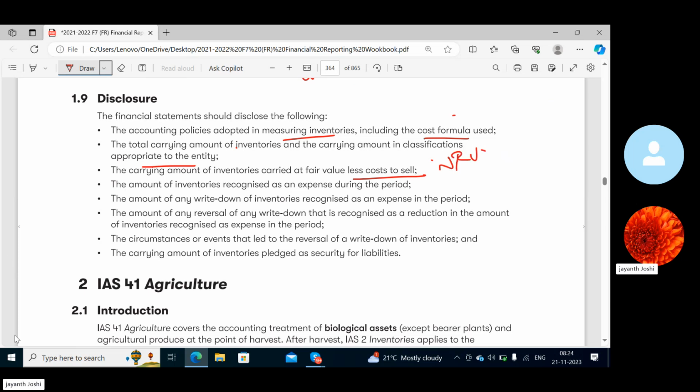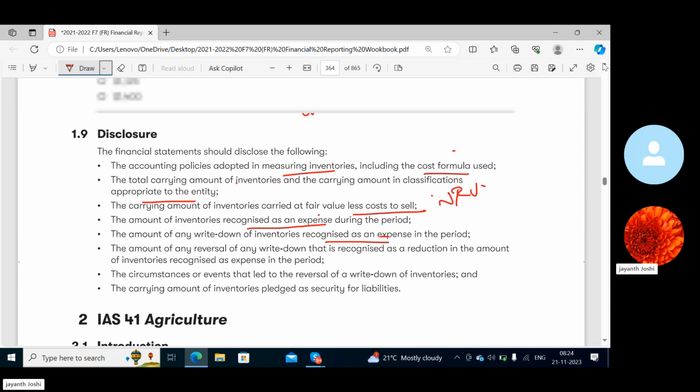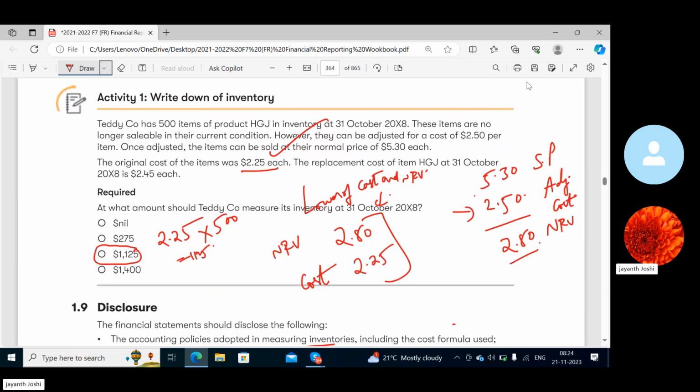What is the NRV you have to show? Whenever you are selling the inventory, how much you have to recognize as expense. If the inventory value is falling, then it should be written down and the expense should be recognized. The amount of any reversal, here also the inventory value was falling, right? The adjusted cost was this, right? So from here to here, the difference amount is this, you can sell it.